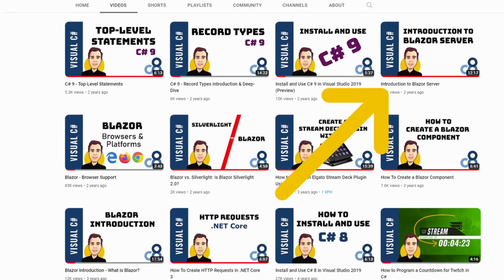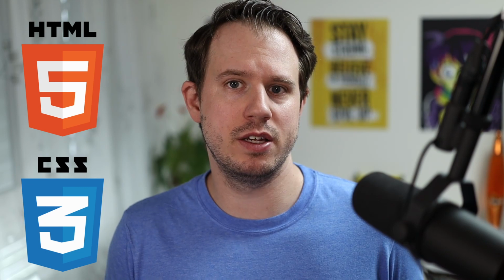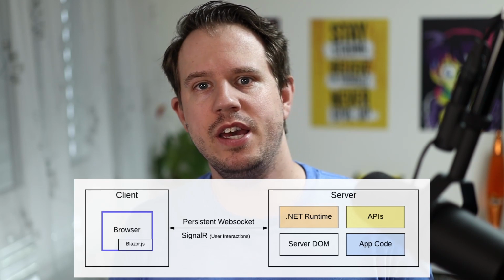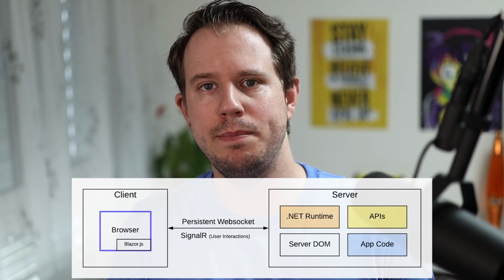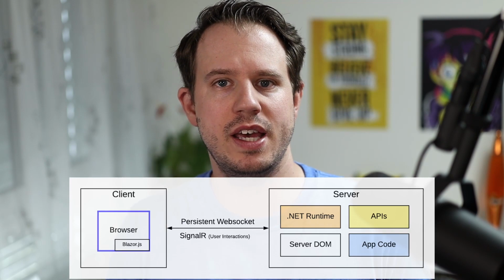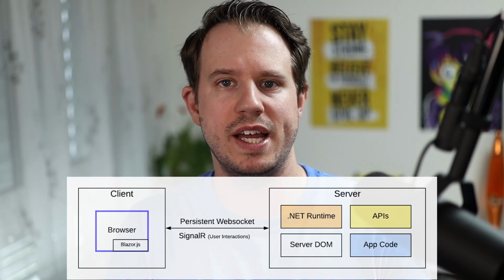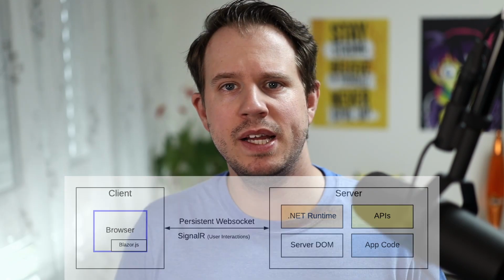If it's the first time you hear about Blazor Server, I highly suggest watching the Introduction to Blazor Server video on my channel. A quick summary nonetheless: Blazor Server doesn't use WebAssembly. Instead, it uses HTML and CSS like any other web technology. All user interaction code runs on the server. A Blazor Server application runs on an ASP.NET Core application, and client and server communicate using a persistent WebSocket connection using SignalR. I will explain what those architectural boundaries mean for Blazor Server application development throughout this tutorial.